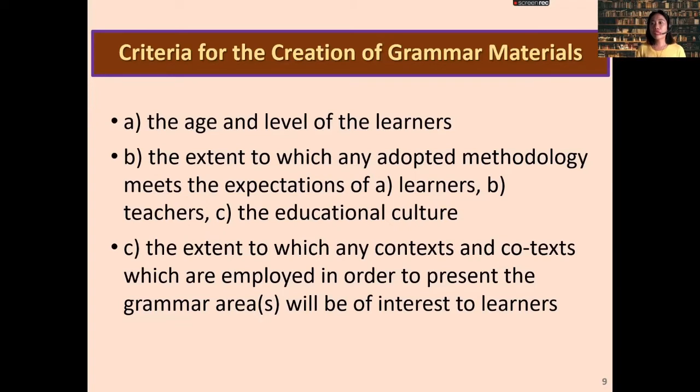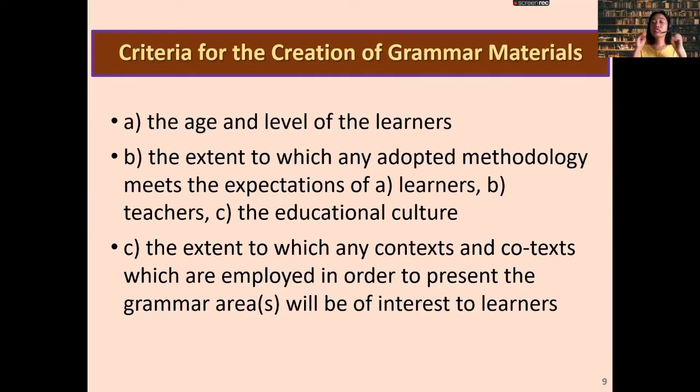Okay, especially if you are teaching in the countryside, it's a bit difficult, or it's really different in a way. And then the extent to which any context and co-text which are employed in order to present the grammar areas will be of interest to learners.